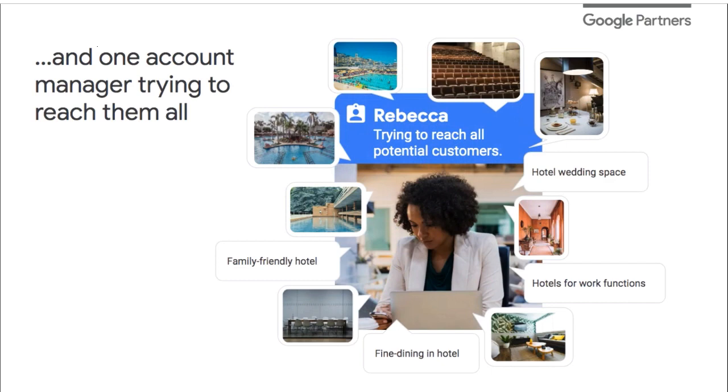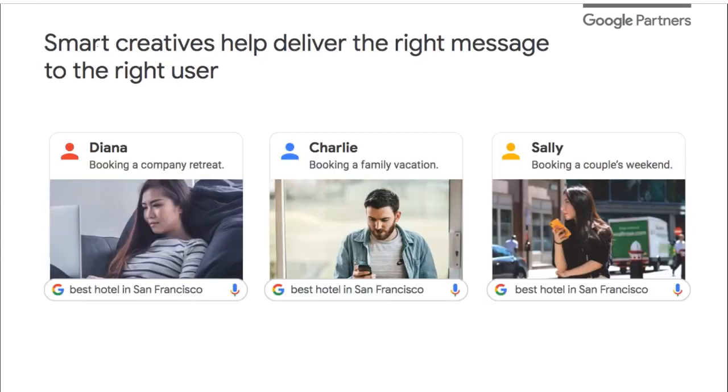And the tricky bit, we have one account manager trying to reach them all with ads that speak to their intent, and it's very, very difficult when they've all put in the same keyword, but the underlying intention behind that search is entirely different for each individual. Smart Creatives helps deliver the right message to the right user. So for people like Diana, Charlie and Sally, they should each be getting a message that speaks to their intent rather than just the query they've put in.